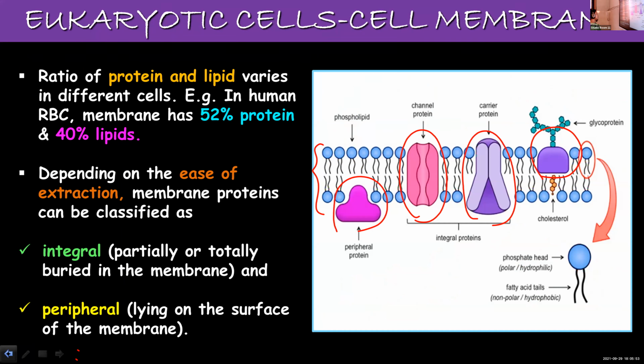The ratio of proteins and lipids differs in different cells. For example, in human RBC, 52% is protein and 40% lipids, and the proteins present in the cell membrane can be classified into two types depending upon their ease of extraction, or depending upon how closely they are associated with the cell membrane. Integral and peripheral, easy to remember. Integral, integrated into the membrane, fully or partially buried within the membrane, and if they are just attached to the surface, then you can call them peripheral proteins. These are the two types of proteins.